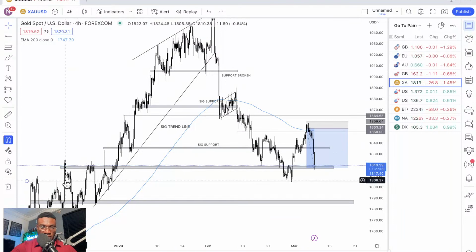Let me take you guys back in time. Back to December. This was a level where the gold market couldn't break above in December. It tried again, couldn't break above, and struggled. It broke above, I think due to an economic event as well, but couldn't sustain that break and pulled back down. And then it finally came to break above this level at the end of December.